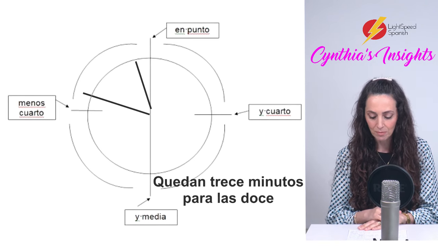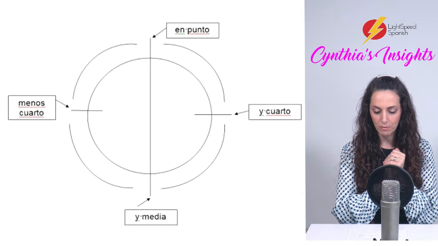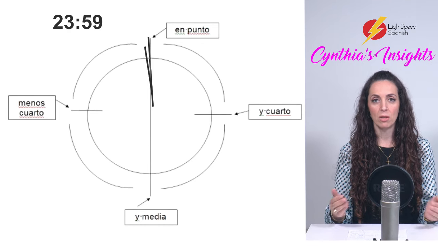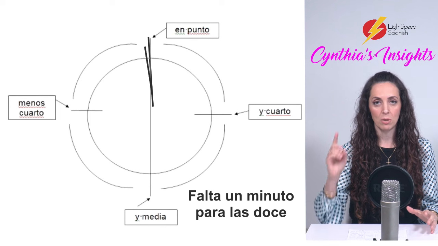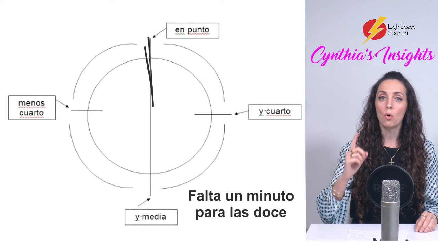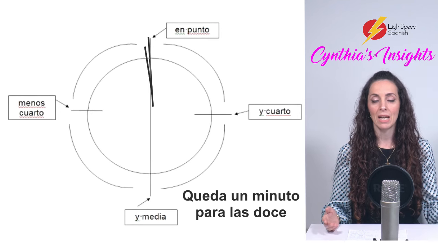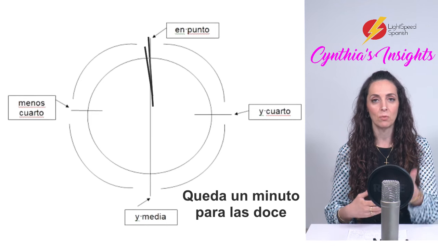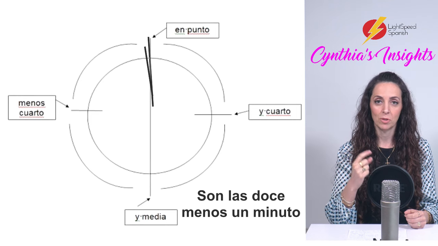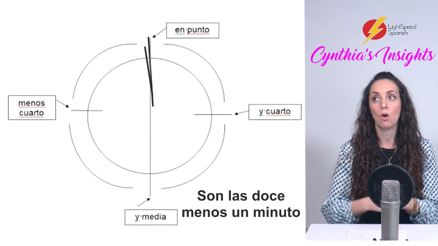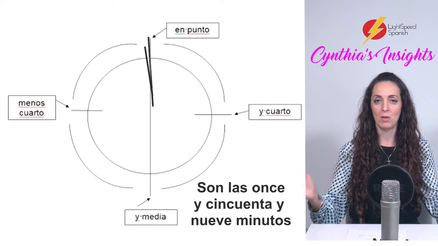Faltan, quedan. We say faltan, quedan, because it's plural. In the next example we see, for example, 23:59. So we could say falta, so no n, because now it's singular, it's 1 minute. Falta un minuto para las 12 o queda un minuto para las 12. Okay, so with falta and with queda. Of course, you can also say son las 12 menos un minuto. So it's 12 minus 1 minute. O son las 11:59. Okay, so many ways to say the time.